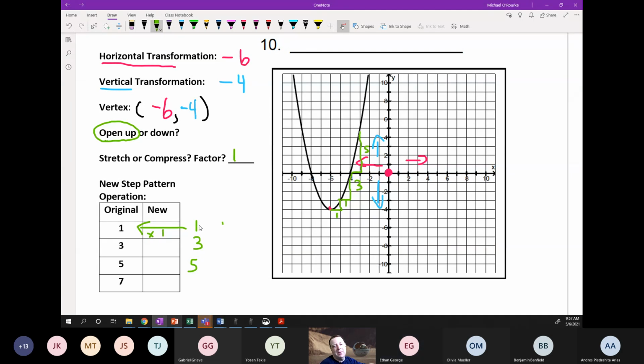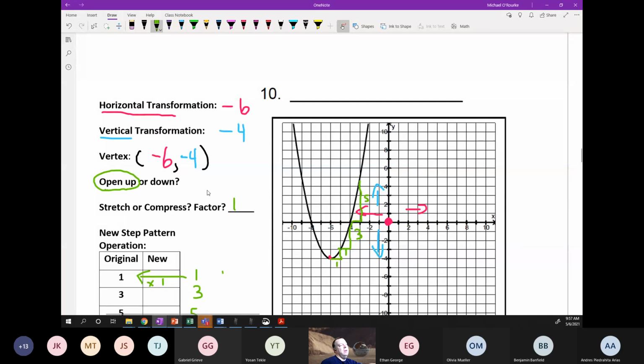Okay. So now, here's my question. Can we build an equation out of this? Here's my parent formula, right? Let's build an equation. What's going in for my A value? Can someone tell me what number is going to go in for my A value? 1. Perfect.